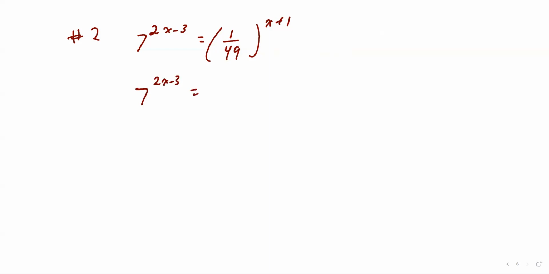Yes, ma'am? Yes, if it's a fraction, it becomes a negative power. And since it was 49 and I want my bases to be the same, I know it's going to be to the square, but because it's a fraction, it becomes -2 instead of just a regular 2. Very good, because a power raised to a power means what? Multiplication. So I get 7 to the 2x minus 3 equals 7 to the -2 times x plus 1.